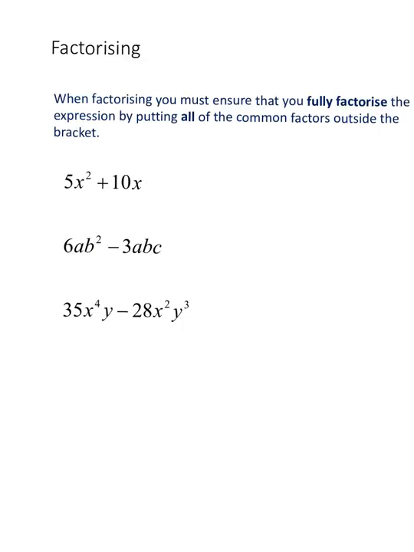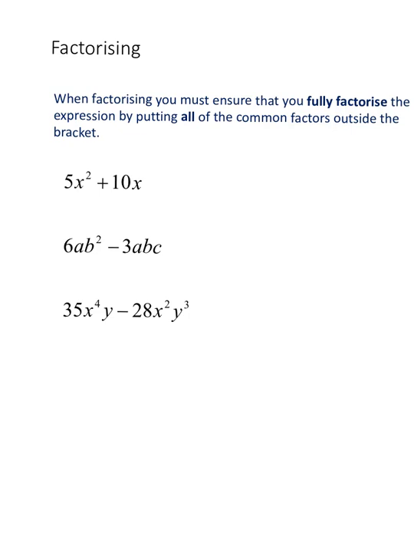So when factorising, you must ensure that you fully factorise the expression by putting all of the common factors outside the bracket. Now we know that in these examples here, although we've got a quadratic, so we've got an x squared, we've only got two terms and we're adding, so we haven't got the difference of two squares. And in the other questions, we've only got two terms. So we're only going to be factorising with one bracket.